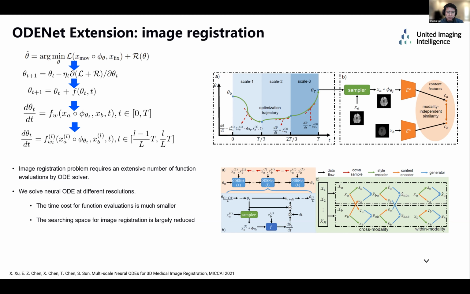In this way, we solve the neural ODE at different resolutions, and the time cost for function evaluation is much smaller. The search space for image registration is largely reduced. We propose this multi-scale ODE neural network to solve the image registration problem, specifically for multimodality image registration. I won't go into the details of the evaluation. If you are interested, you can refer to our paper.